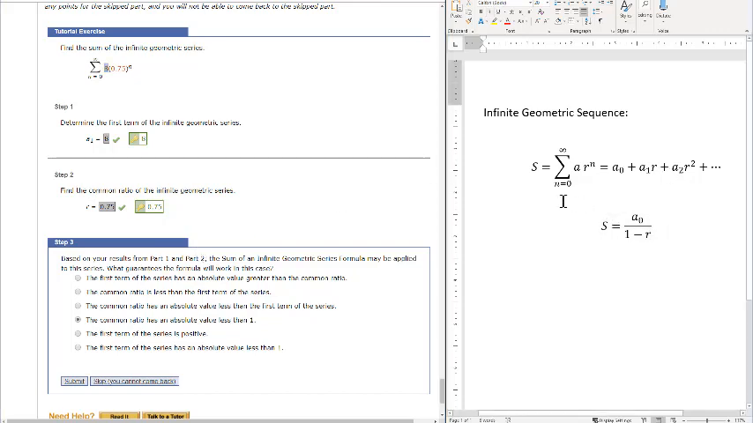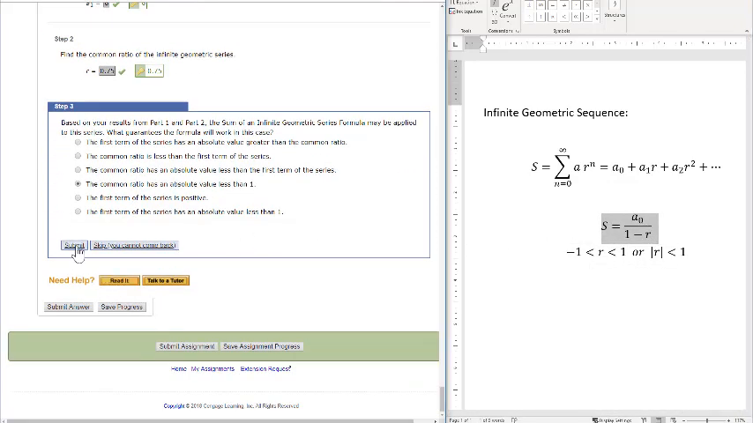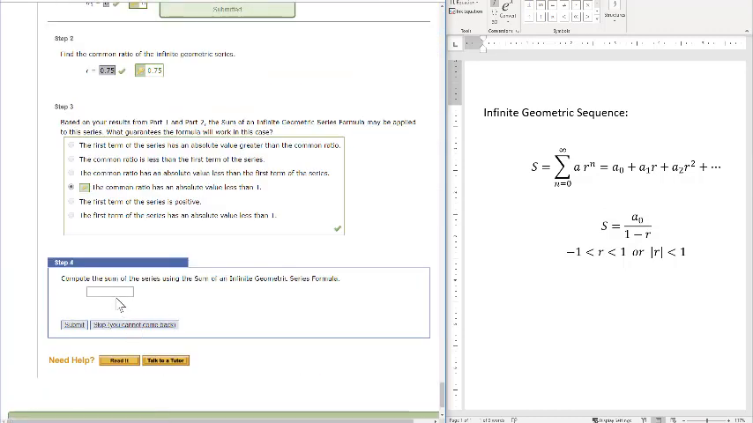So the geometric series formula works when your R value is between -1 and 1. Another way to write this is to say that the absolute value of R is less than 1. And if that's true, then this formula can be applied. So we'll say that the common ratio has an absolute value less than 1. It's equal to 0.75. And so we compute the sum.